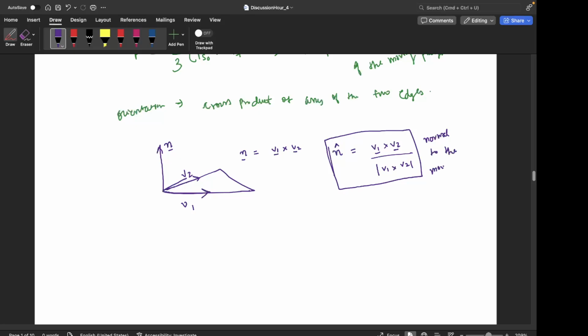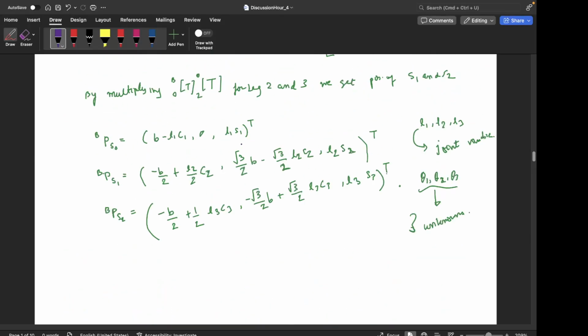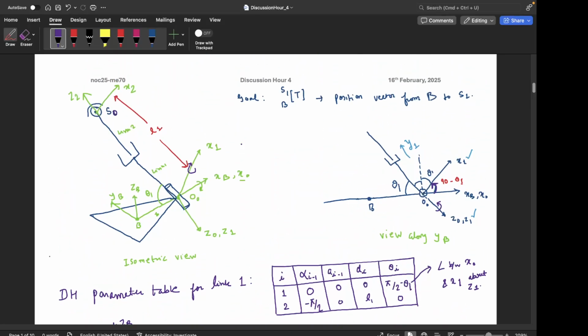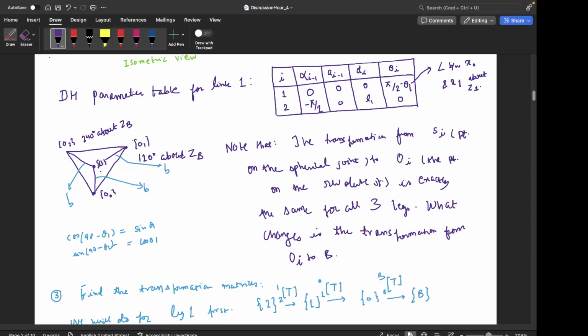That transformation, like you said, remains the same, from the base to the zeroth and zeroth to the first. So zeroth is just orienting the revolute joint with respect to the base, and then 0 to 1, basically from the revolute to the spherical, remains the same for all three legs. What changes is the transformation from the zeroth to the base, and that is different in just one aspect: in the other two legs we are also rotating about the z axis by 120 degrees and 240 degrees. Understood.